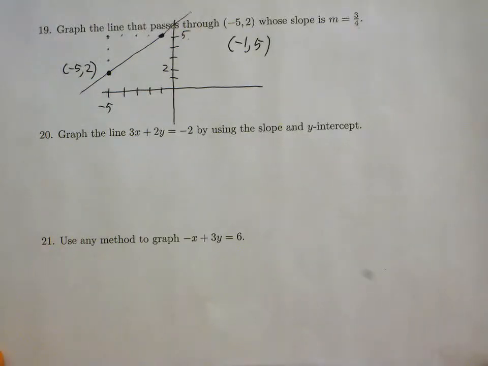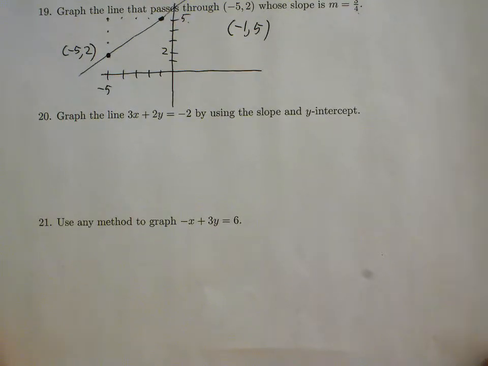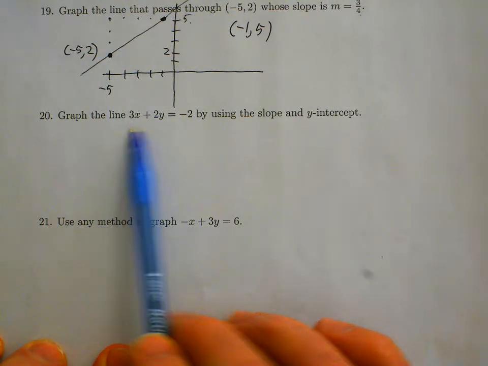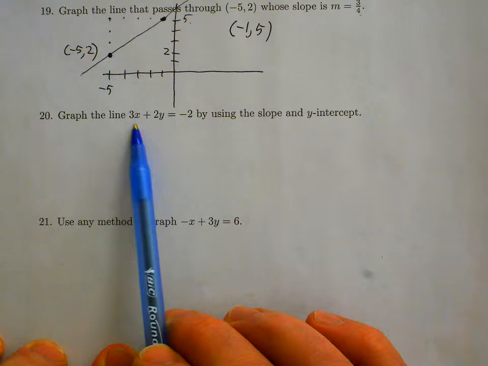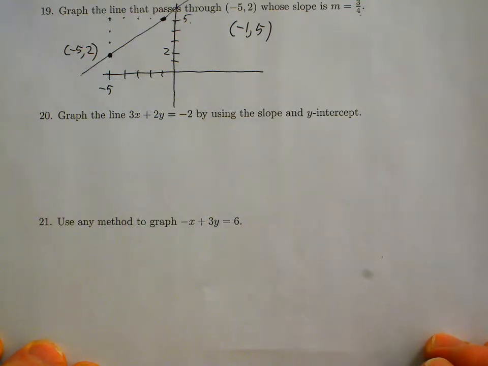The next problem, number 20, says graph the line 3x + 2y = -2 by using the slope and y-intercept. If we want to use the slope and y-intercept, we can rewrite this equation so that it's in slope-intercept form, the y = mx + b form.